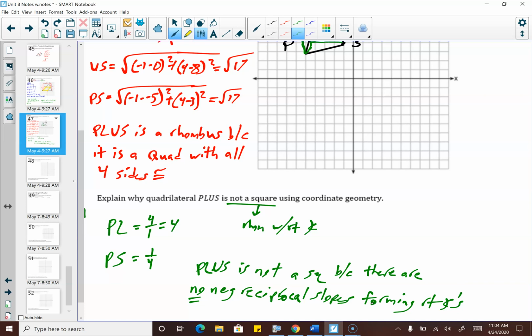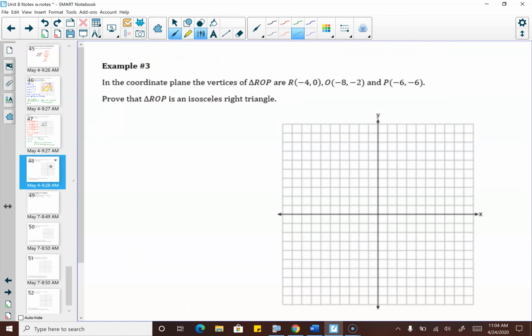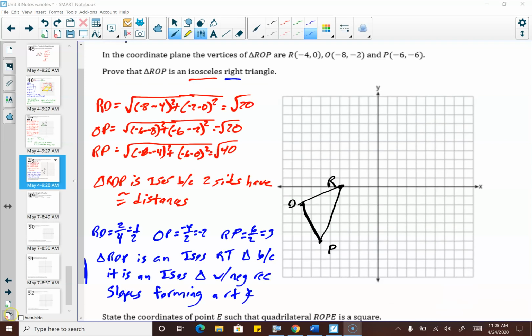Okay? As we move on to our next one, example 3: in the coordinate plane, the vertices of triangle ROP are as follows. Prove that triangle ROP is an isosceles right triangle. So what I'd like everybody to do is pause the video to prove that this is an isosceles right triangle. So think of it as two separate pieces. You have to do slopes for the right part, and you have to do distance formulas for the isosceles part.